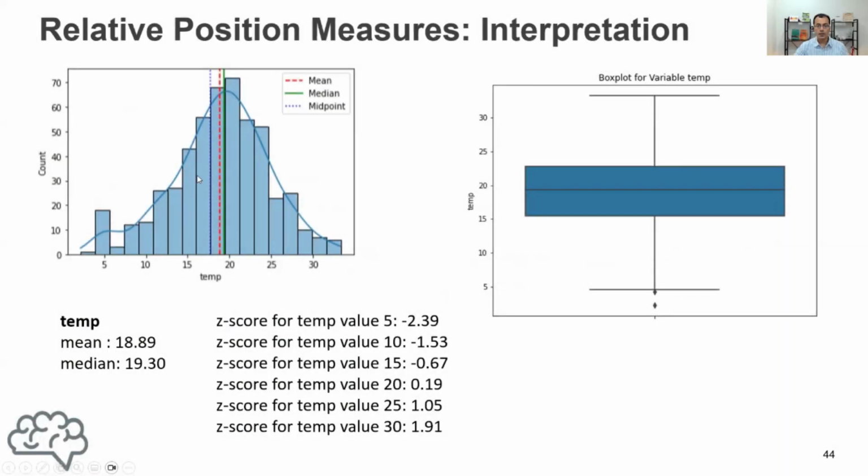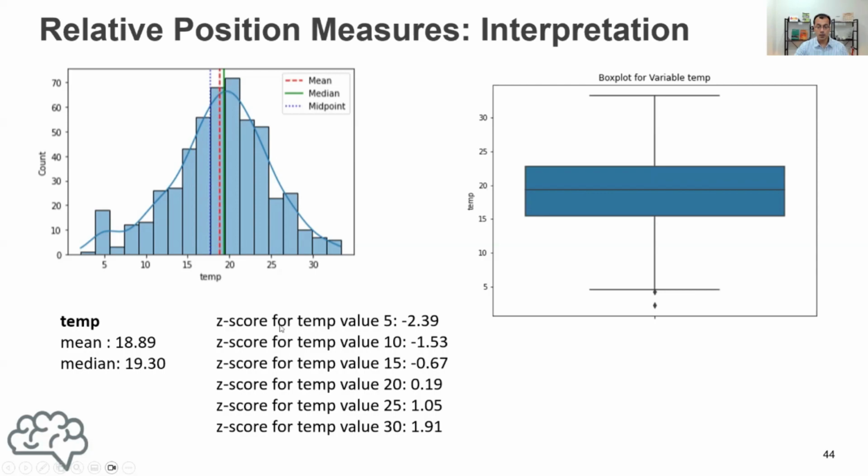We can have a better idea of the meaning of the z-score and the quartiles by looking at these two graphs here and by looking at the values that I'm presenting to you at the bottom of this slide. This is the frequency distribution of the variable temp. We have already seen this distribution many times in this course, but what we want is to take some temperature values and investigate their relative position in relation to the distribution. If we calculate the mean and the median of the variable temperature, we find the values 18.89 for the mean and 19.30 for the median.